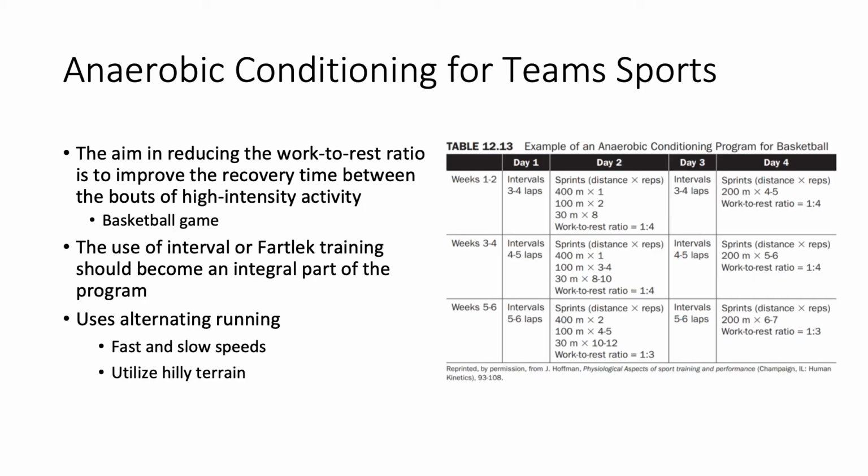For team sports, here is an example of a basketball player's anaerobic conditioning program. The reduction in the work-to-rest ratio you see from this example is to improve the recovery time between the bouts of high-intensity activity that mimics the activity you see during a basketball game. Some training methods that can be utilized are interval training or fartlek training during this conditioning period. Fartlek training uses alternating running at fast and slow speeds. Usually this is utilized in a hilly terrain.